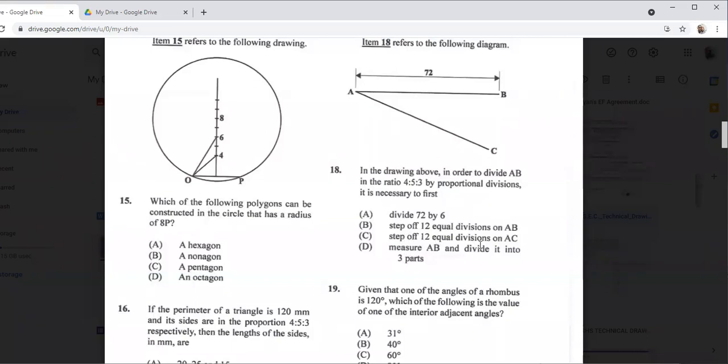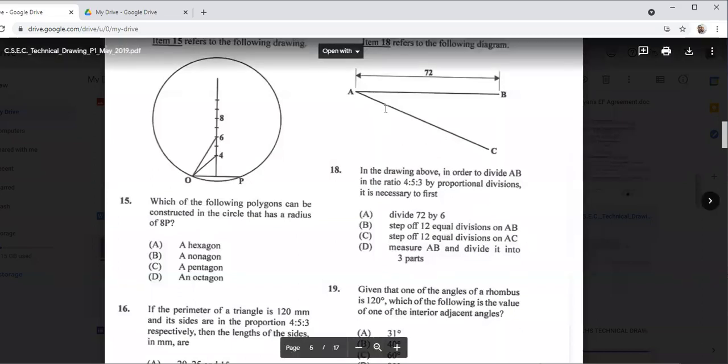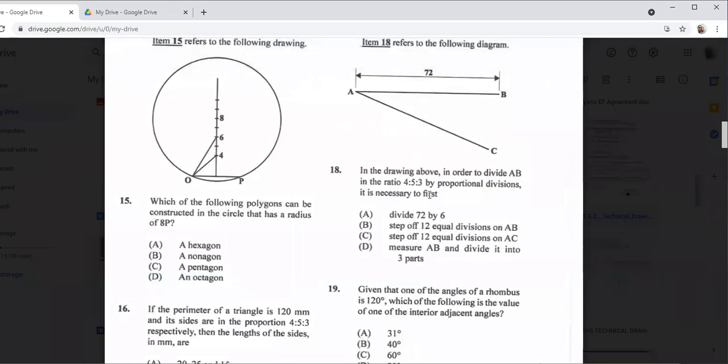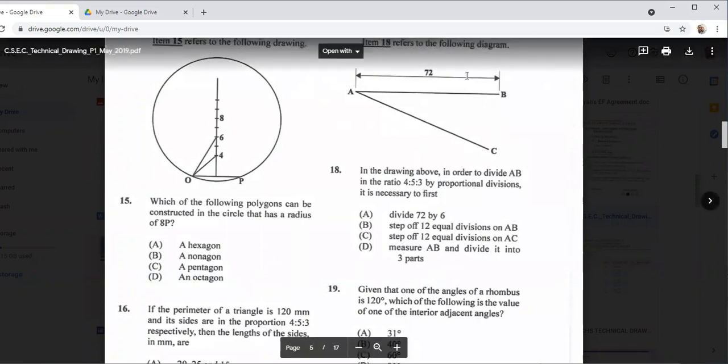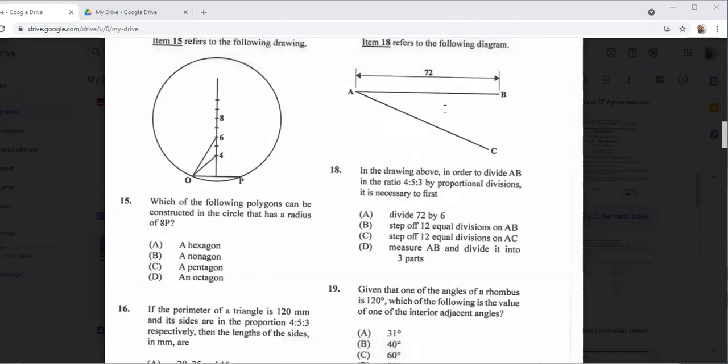Step off 12 equal divisions on AC. That's the first step. The next step would be to mark off 4 points, then 5 points, then 3 points, and then join the last point to B to get that. Yes. All right.